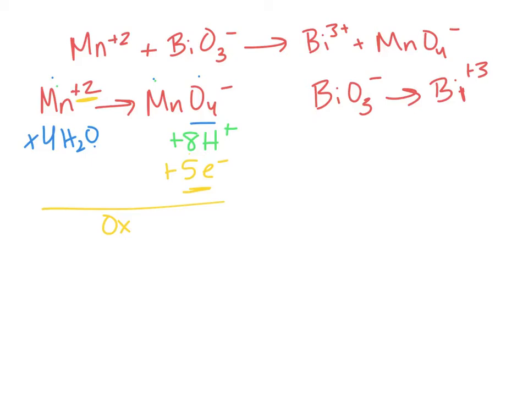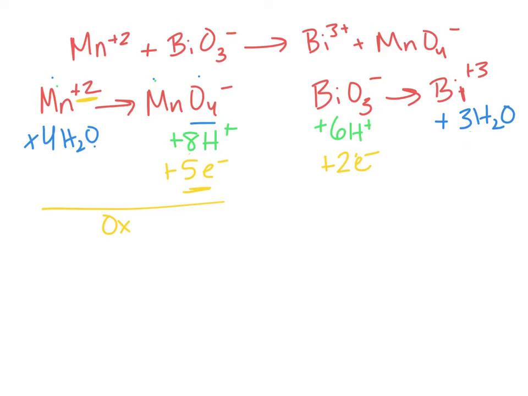Okay, bismuth is already balanced in itself. There's 1 and 1. So I'm going to add 3 waters to this side to make up for those 3 oxygens. I'm going to add 6 hydrogens to this side to make up for these 6 hydrogens. And now let's think charge. So this side I have a minus 1 and 6 hydrogens. And on the other side I have a plus 3. So this is plus 5 and that's plus 3. So remember, we add the electrons to the higher side in order to reduce that down. So if I have a 5 and a 3, I'm going to need 2 electrons to get down to plus 3 on each side.